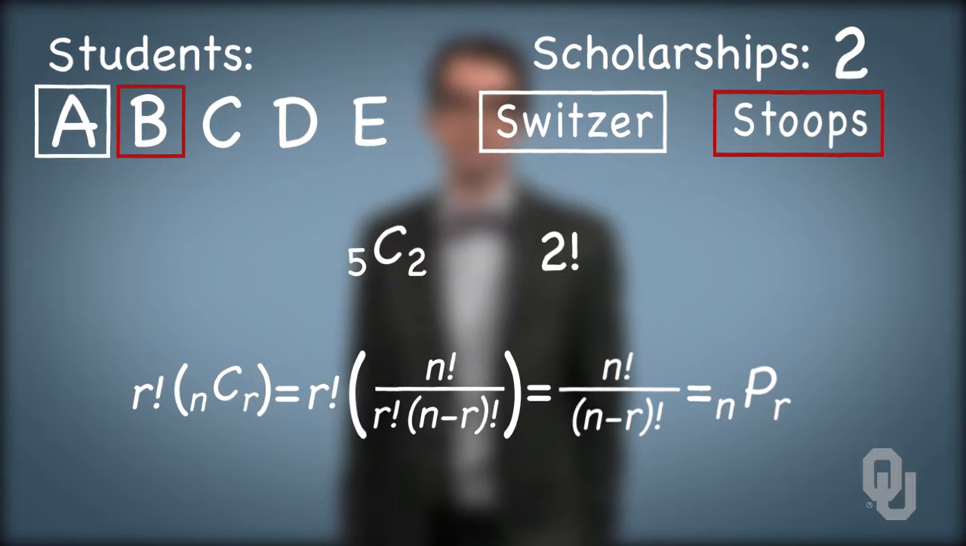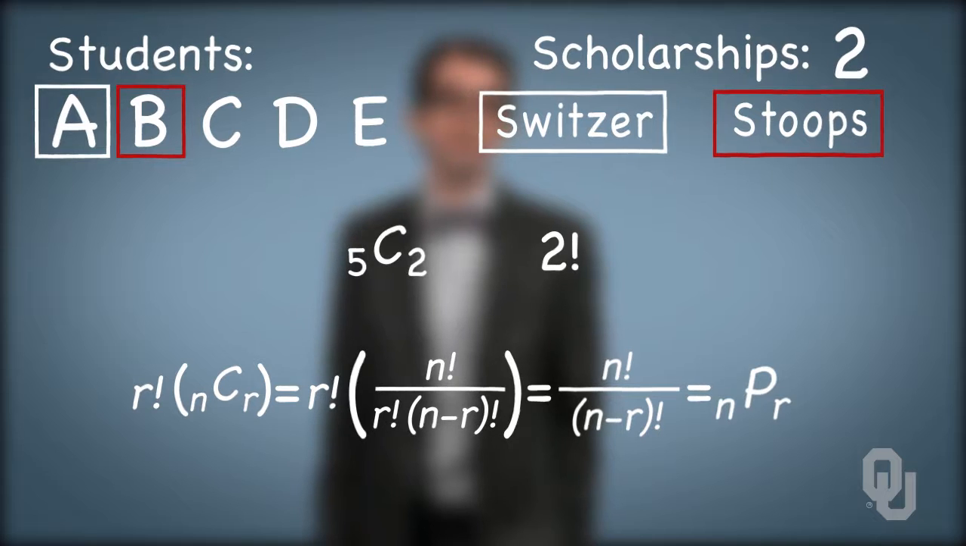This gives us the relationship between the permutation and the combination and shows how order matters in the permutation. Note that permutations tend to give us many more possibilities, r factorial times more possibilities.